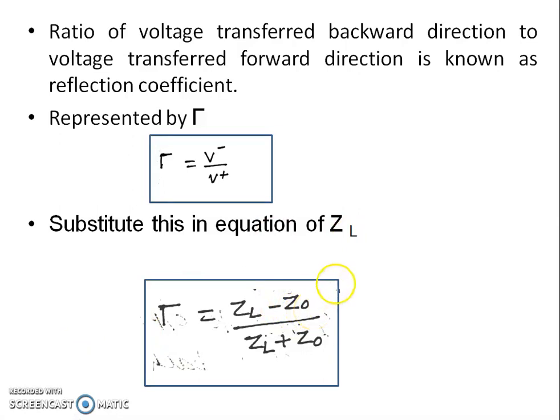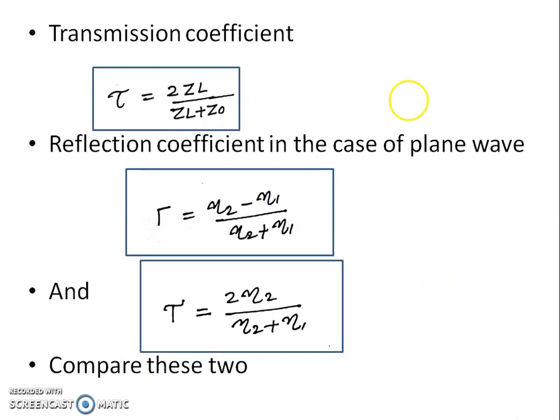Next, we can find the transmission coefficient in a similar way. The transmission coefficient is denoted by tau, and tau is equal to 2 ZL divided by (ZL plus Z0). It is similar to the reflection coefficient.